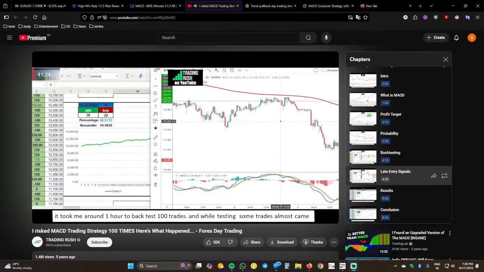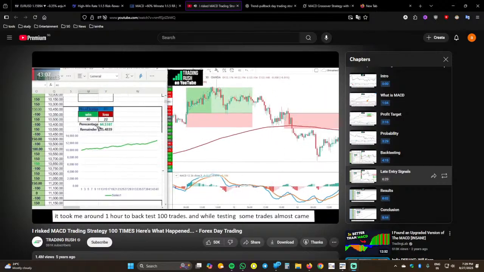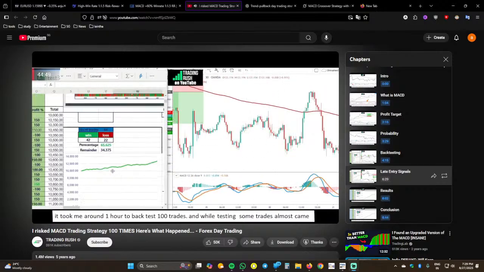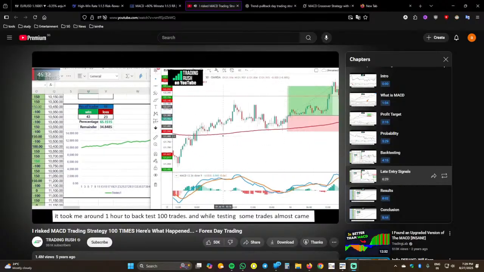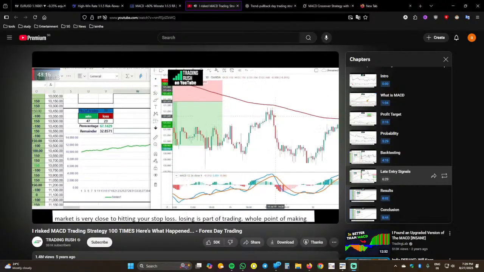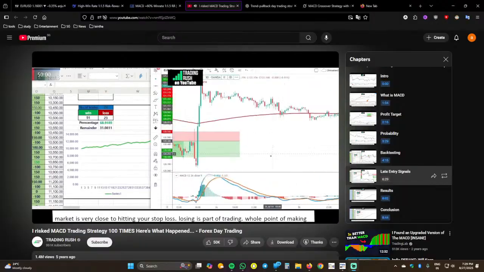It took me around 1 hour to backtest 100 trades. And while testing, some trades almost came close to hitting the stop loss, before going back and hitting profit targets. Don't panic when the market is very close to hitting your stop loss. Losing is part of trading.